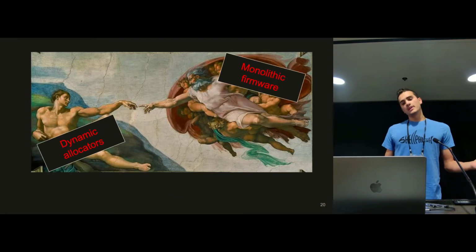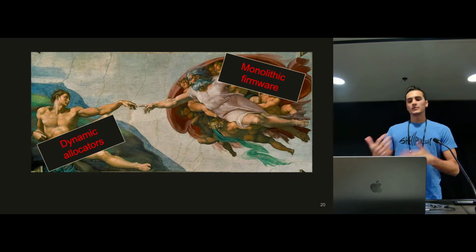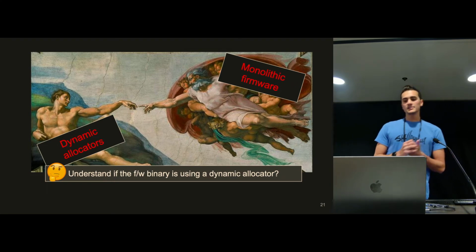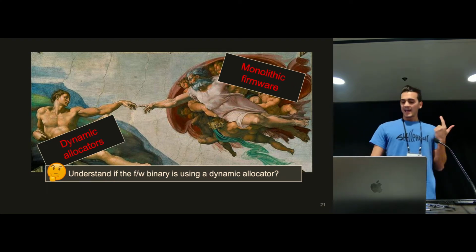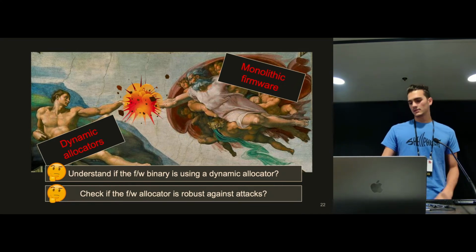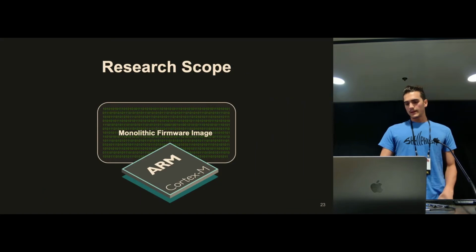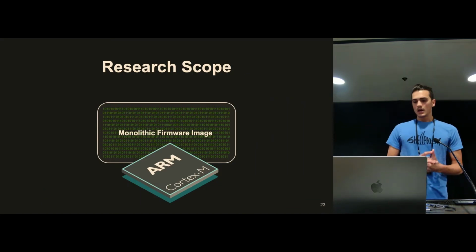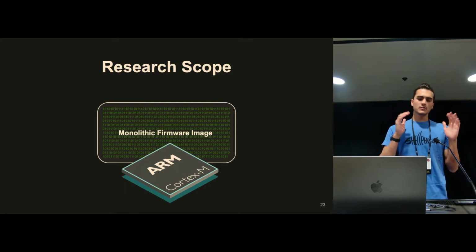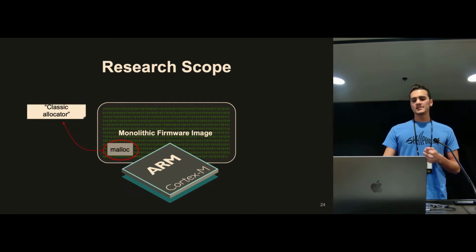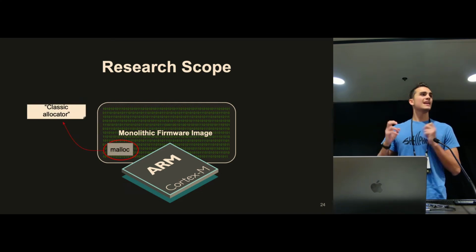So what we want to do here is bring together the two worlds and study what's in the middle. The two main research questions are: first, we want to understand if the firmware binary is using a dynamic allocator at all, and second, if the firmware allocator is robust against known attacks. Just to define the scope of our research a little, we want to focus on monolithic firmware images, like I said, for Cortex-M, and specifically firmware images that are using classic allocators.